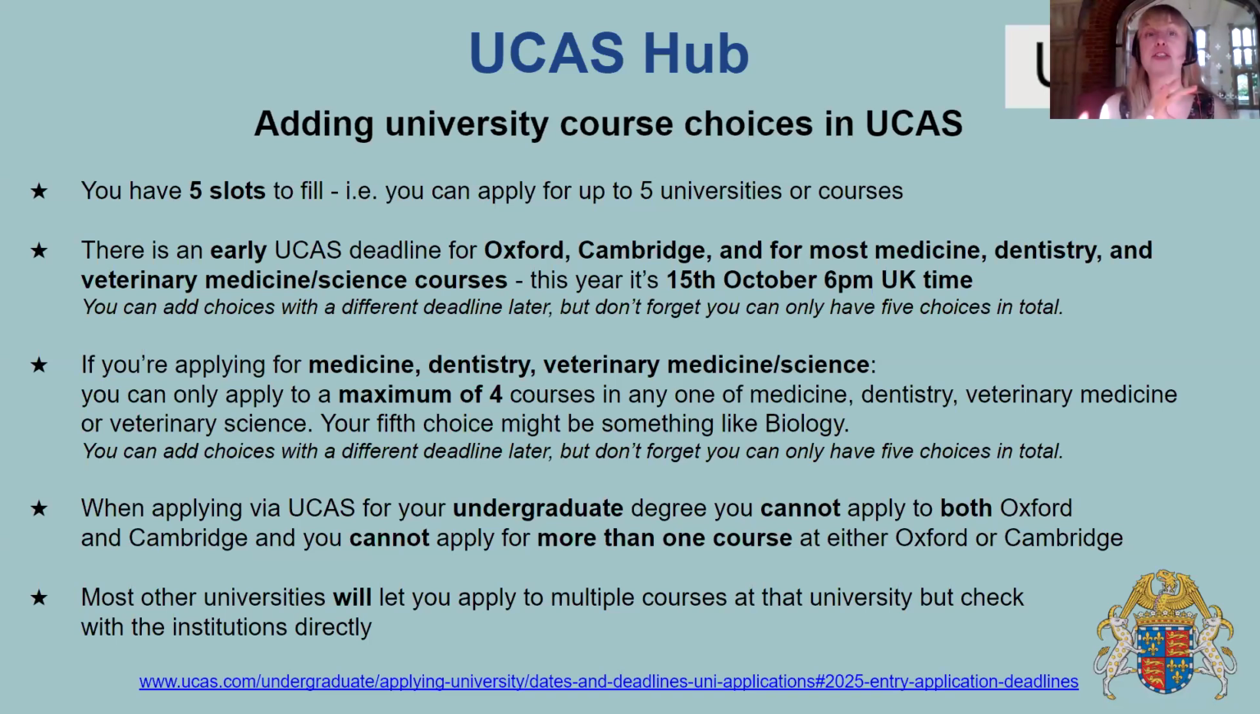You can add choices with different deadlines later, but don't forget that you can only have 5 choices in total. When you're applying via UCAS for your undergraduate degree, you can't apply to both Oxford and Cambridge, and you can't apply for more than one course at either Oxford or Cambridge. That's a really important point to clarify at this stage.